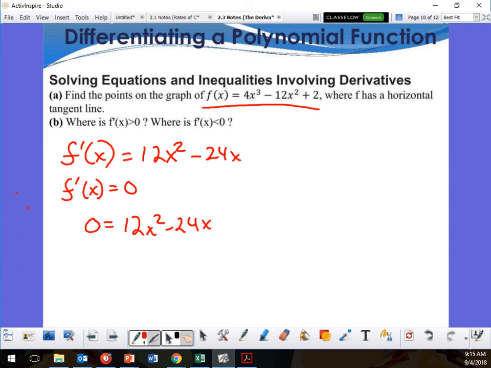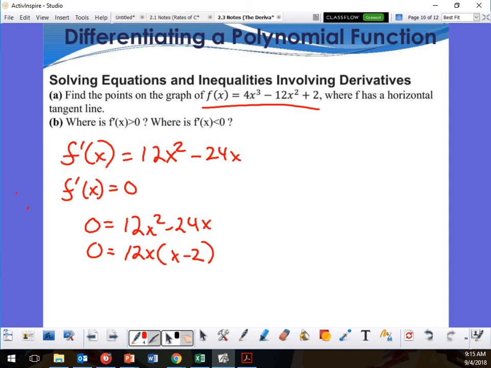Say factor. Factor. Okay, factor it. What are you factoring out? 12x. And you're left with? I almost said x minus 12. Okay, thank God you said that.